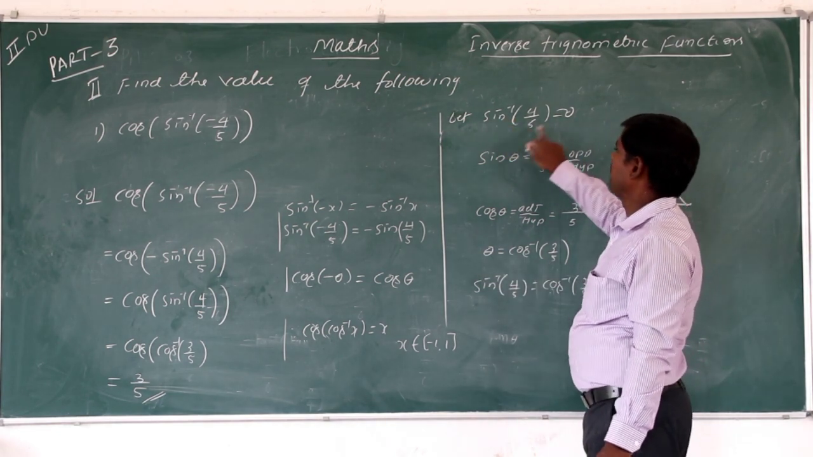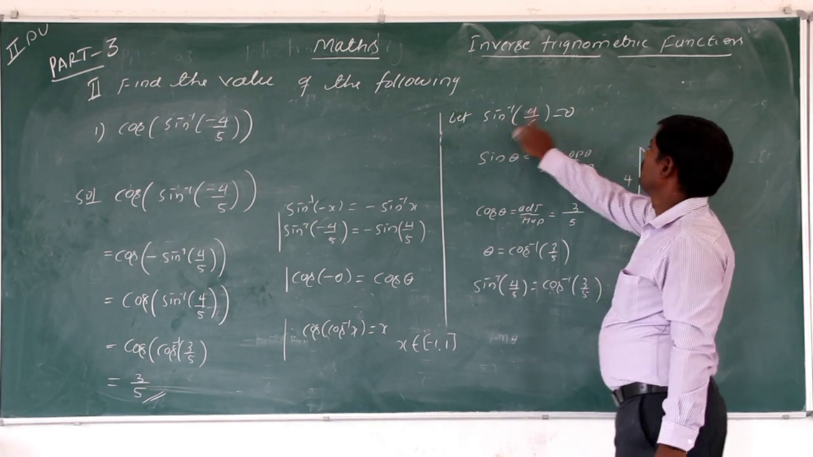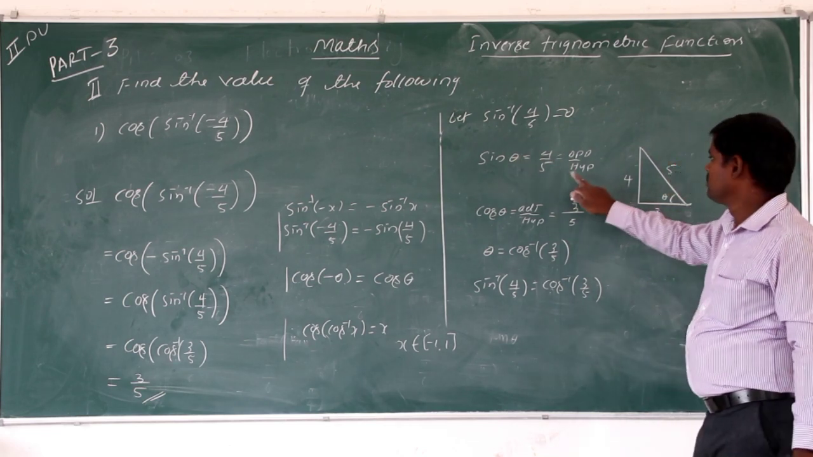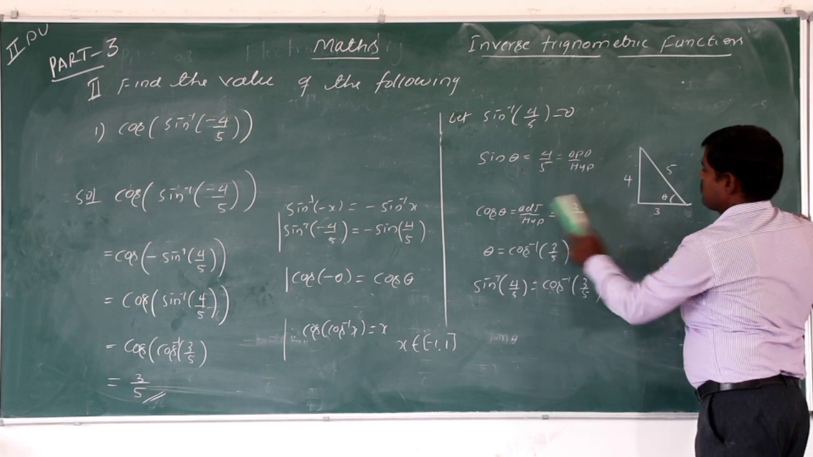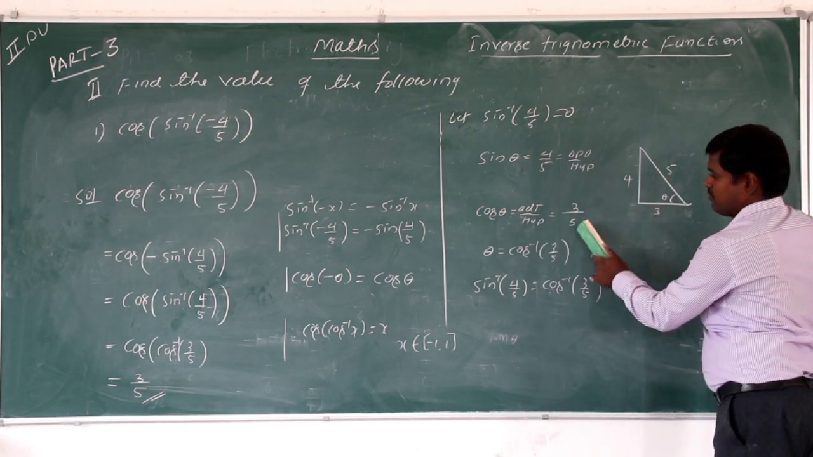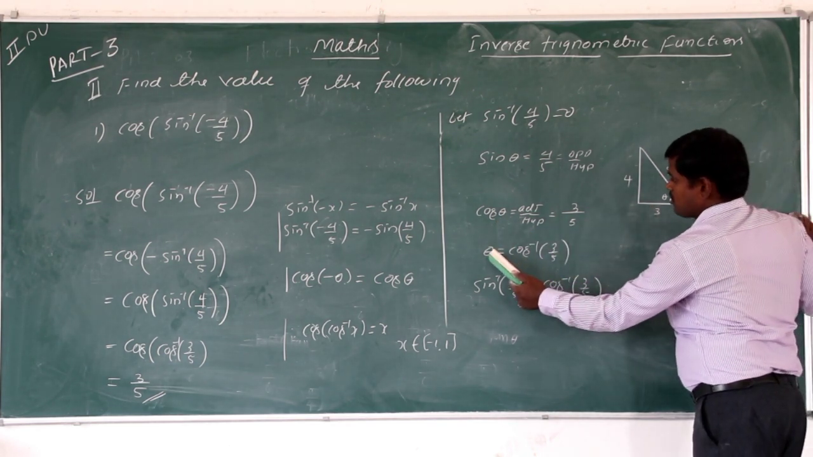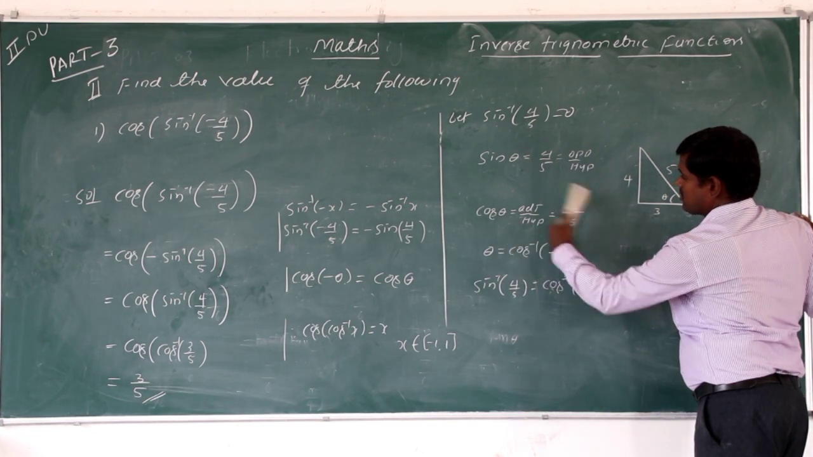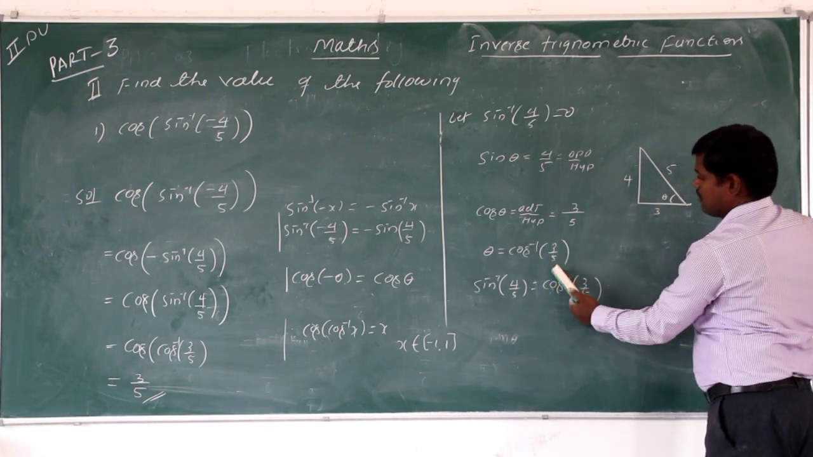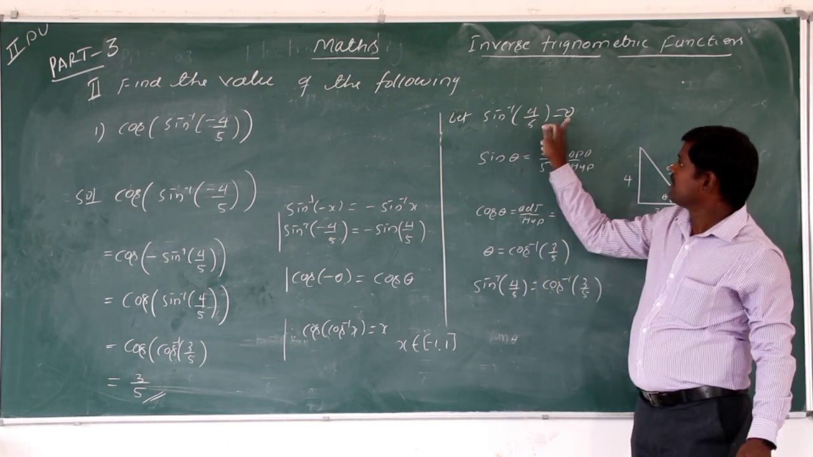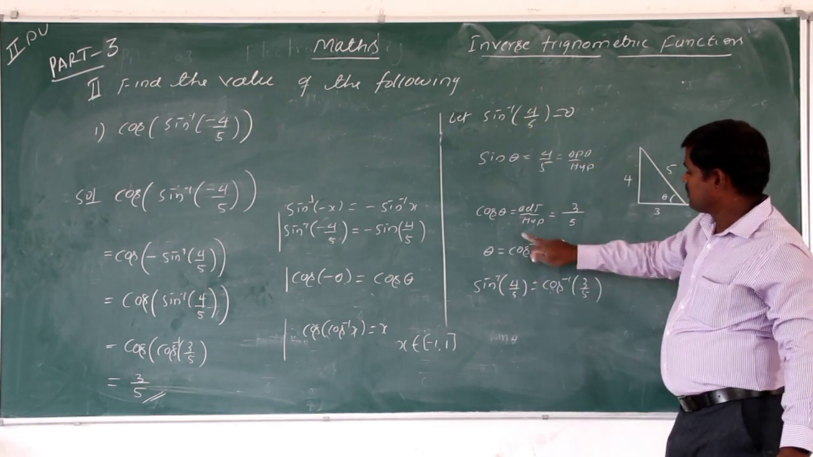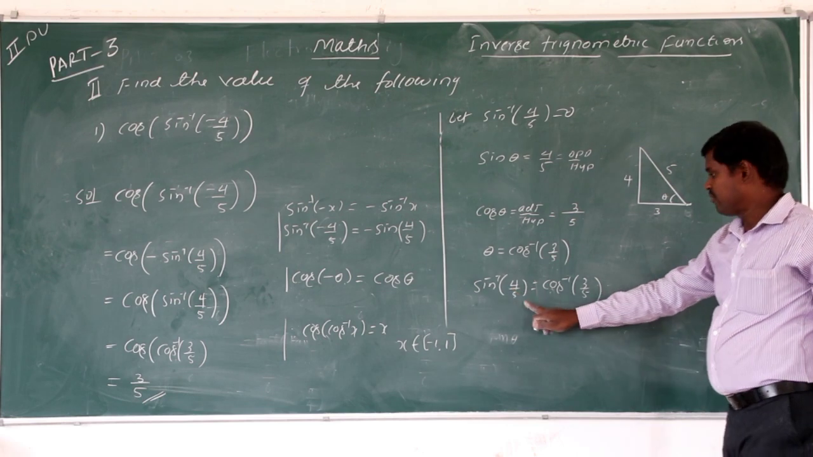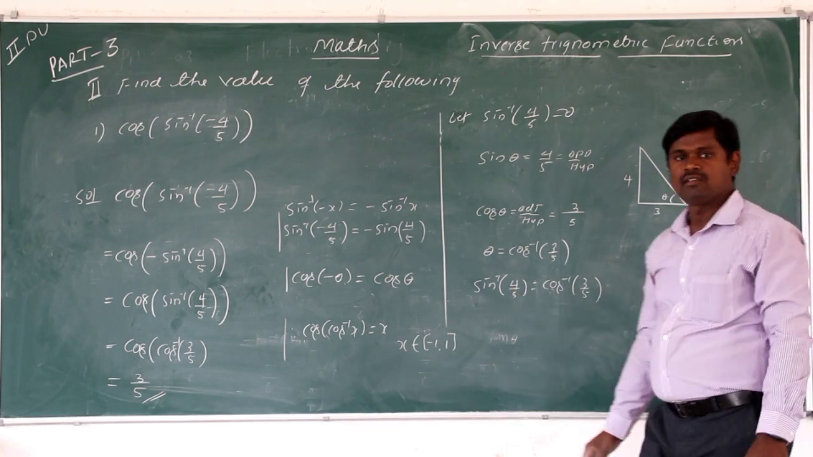Sine inverse of 4 by 5 is equal to theta. Then sine theta is equal to 4 by 5, which is opposite side by hypotenuse. So what about cos theta of the triangle? It is 3 by 5. So theta is equal to cos inverse of 3 by 5. Here theta is also sine inverse of 4 by 5. Equating both, sine inverse of 4 by 5 is equal to cos inverse of 3 by 5.